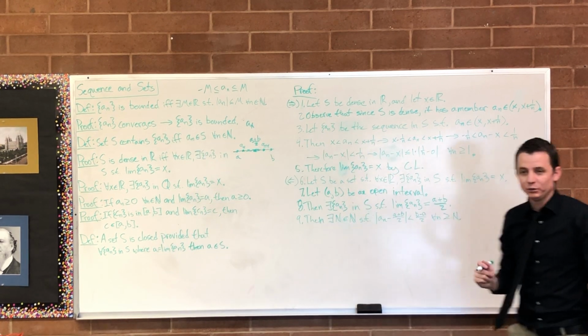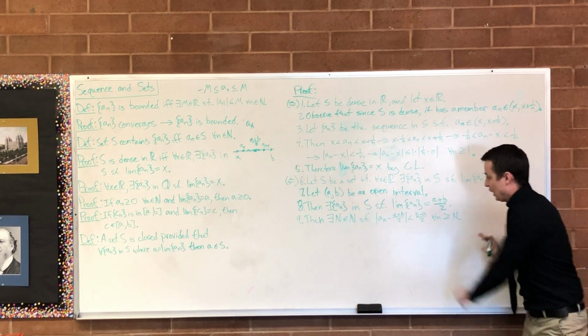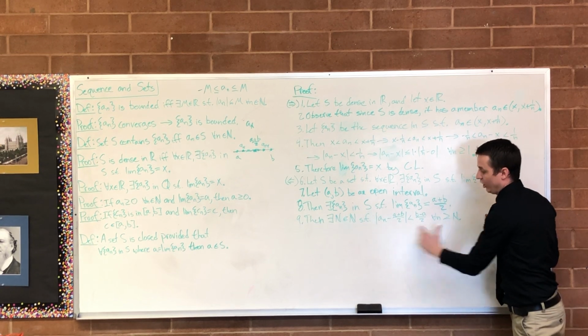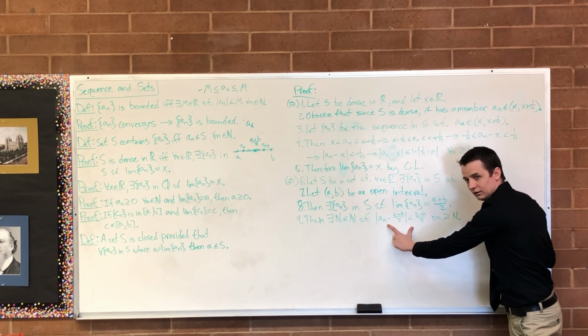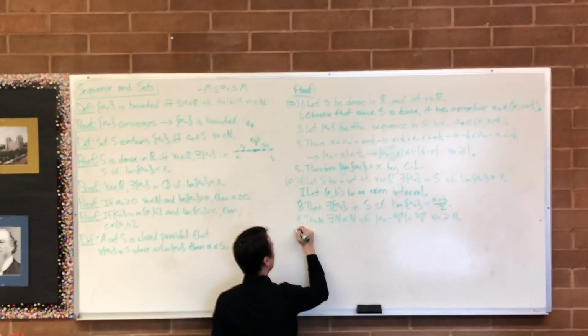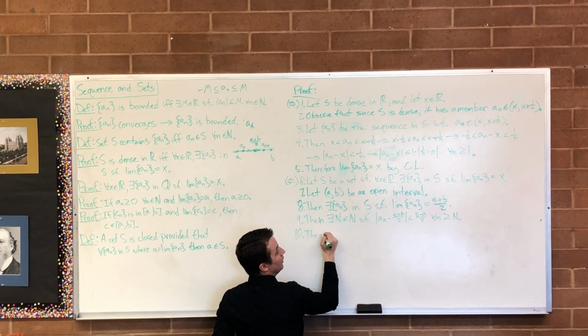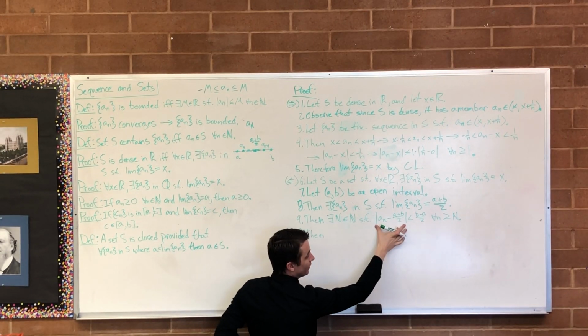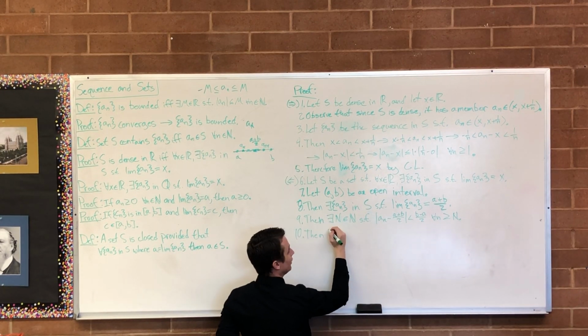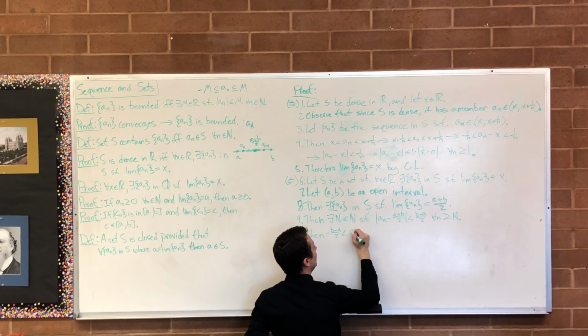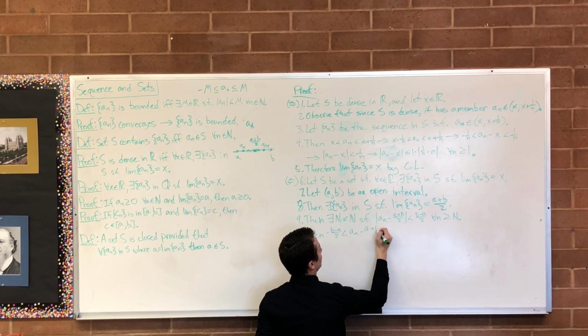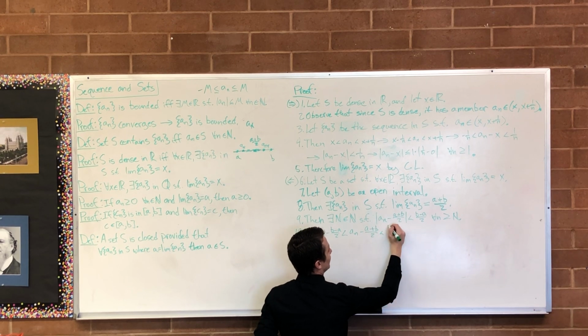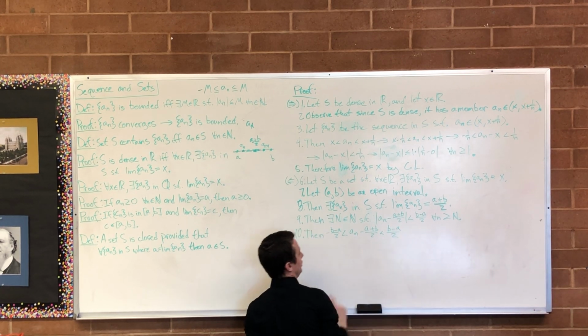Good? Am I over-explaining? Okay, so if this is true, from this index onwards, we're just going to rewrite this inequality. Then, negative this is less than this is less than positive this. Then, negative (b minus a) over 2 is less than a sub n minus (a plus b) over 2, which is less than (b minus a) over 2. You good with that?